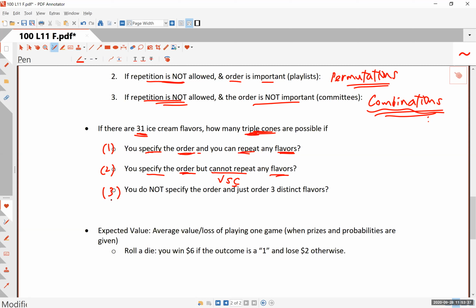And number 3, you don't specify the order. You just pick 3 distinct flavors. So no repetitions allowed, and the order is not important. The order doesn't matter. In this case, how many possible ice cream cones are available? All right, so answer these 3. And when you think you have the answers, you come back to the second part of this lesson.